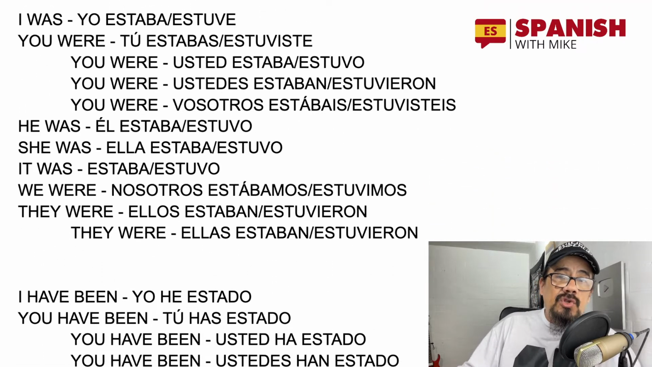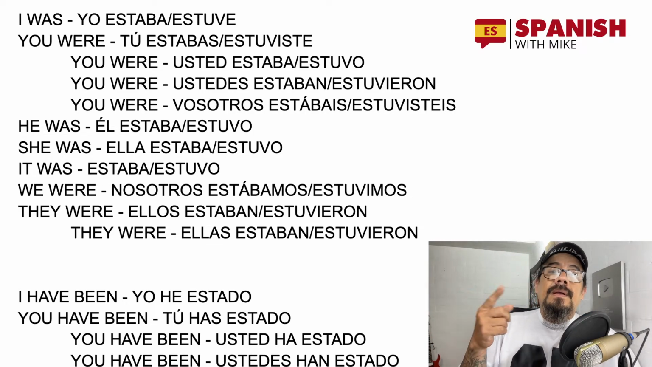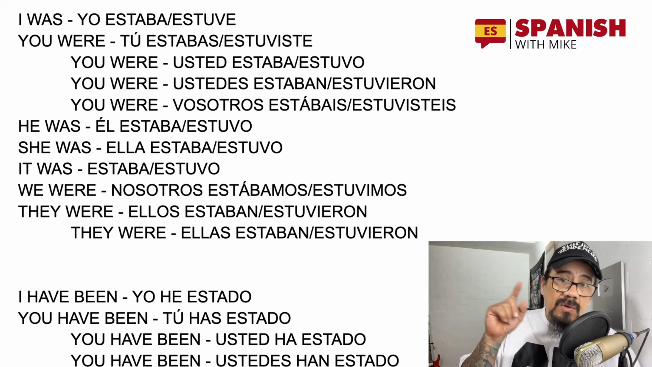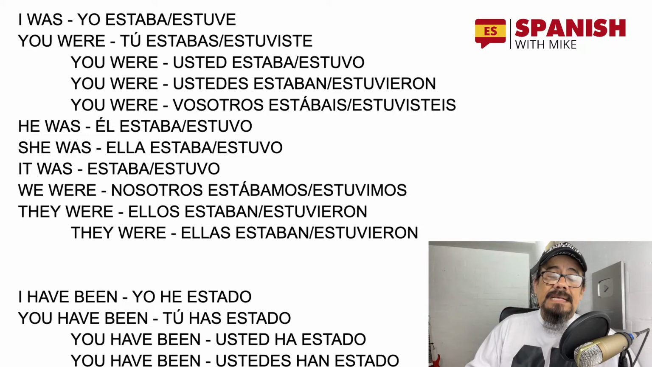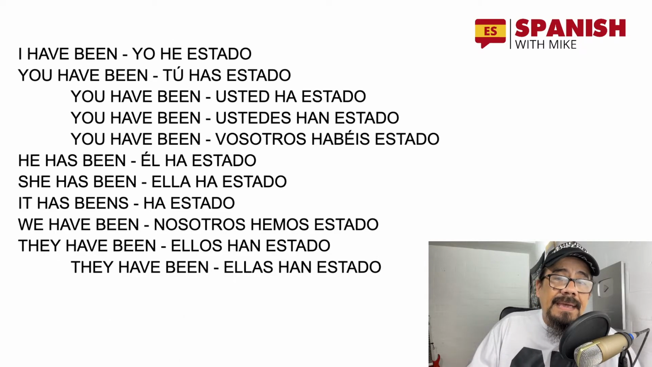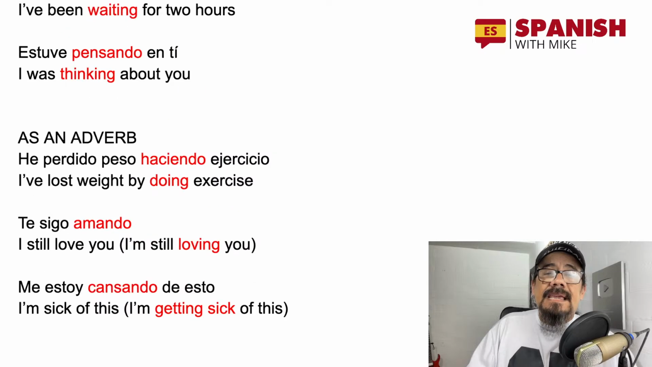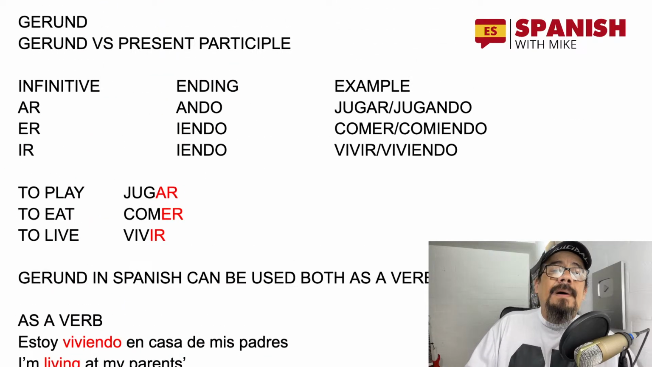I was playing, yo estaba jugando, or yo estuve jugando. You were playing, tú estabas jugando, tú estuviste jugando, and so on. And so as you can see, this is pretty much easy. I have been playing, yo he estado jugando. Ando, endo. It's gonna be the same, but following these rules. Ando, yendo. Ando for ar, yendo for ir.